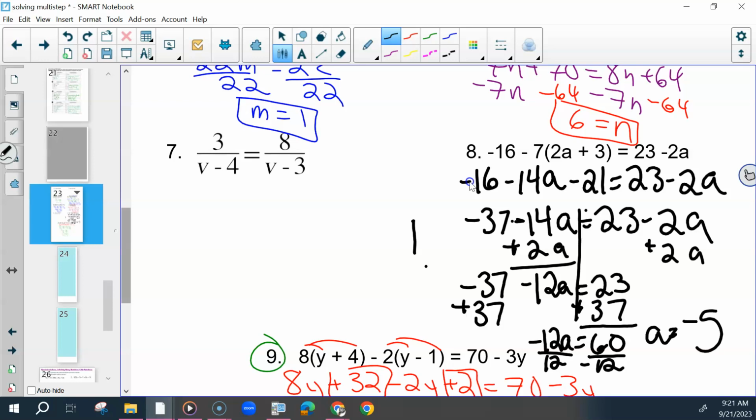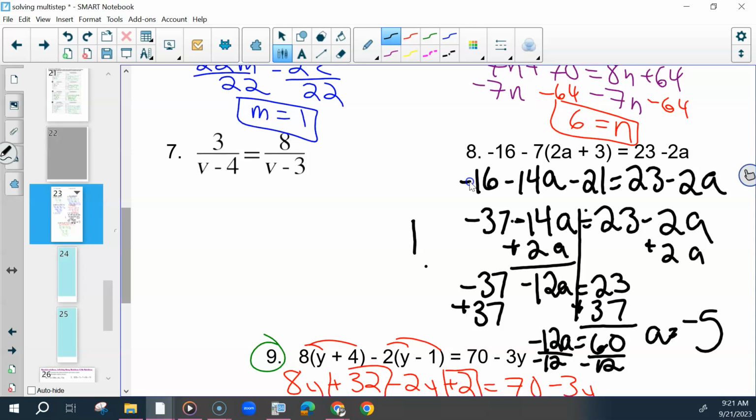Do we agree or disagree with a equals negative 5, for number 8? Agree. I see some agrees. Negative 5 was the correct answer for number 8. Sorry, I cannot speak today. So good job on that.